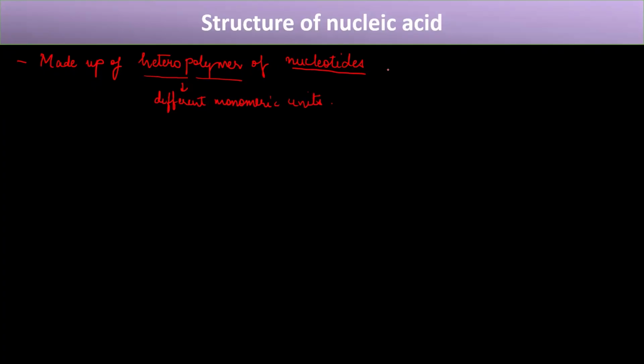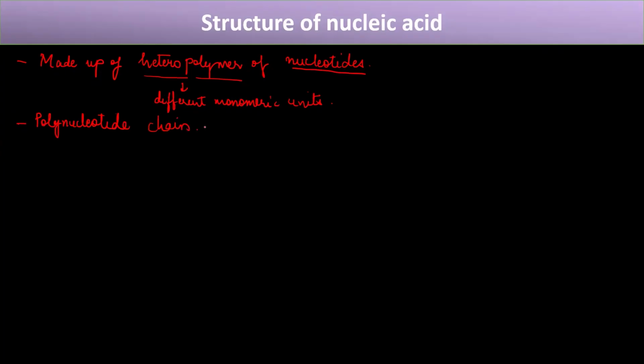The second term I'm talking about is nucleotides. Now, what is a nucleotide? Before that, since we are writing that it is made up of heteropolymers of nucleotides, we can also say that nucleic acid is a polynucleotide chain, right? Because it has multiple nucleotides. So it is a chain of multiple nucleotides.